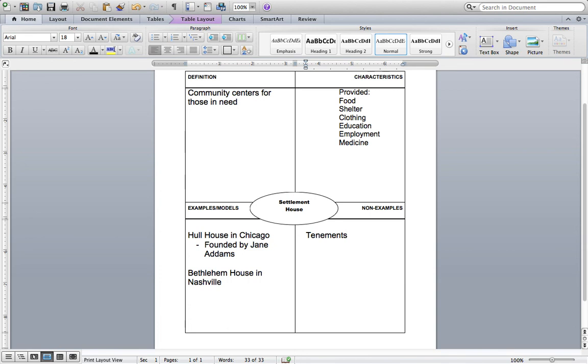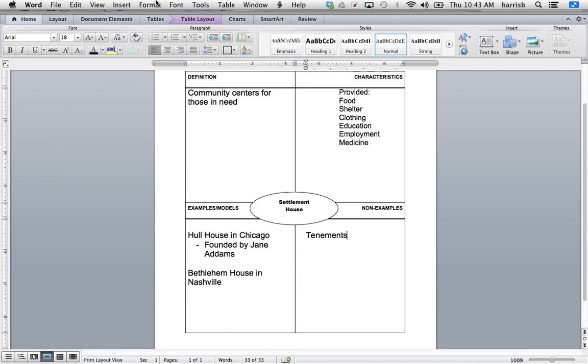So anyway, that's just a quick overview of our lesson today. You should be able to answer those two essential questions, particularly the one relating to Jane Addams. If you have any questions, please feel free to send me an email.